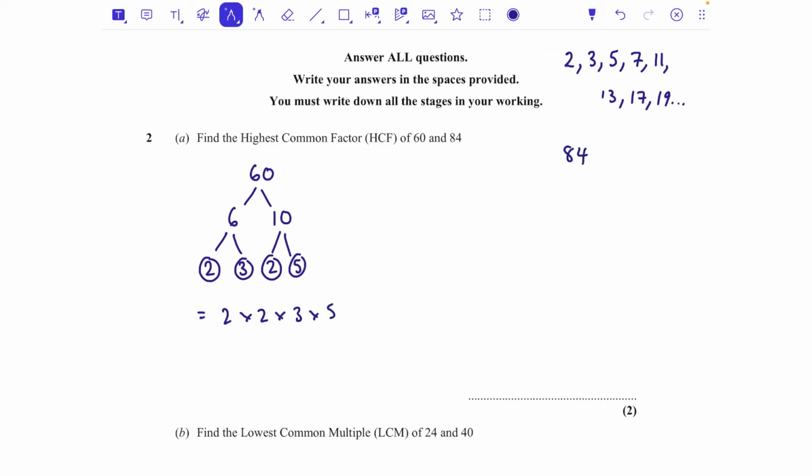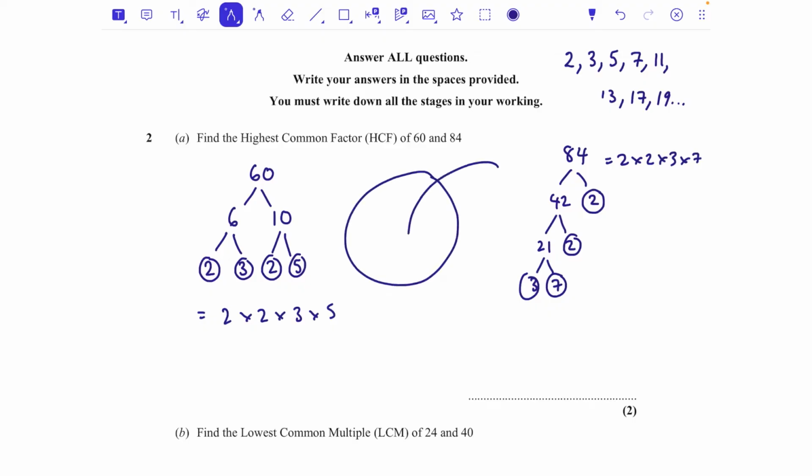With 84, let's make that 42 times 2. 2 is prime. 21 times 2. And then 21 is 3 times 7. So 84 is 2 times 2 times 3 times 7. We're then going to do a Venn diagram for both of those numbers. This circle is for 60, this circle is for 84. In the middle, I can put a 2, because they both have a 2. I can put another 2, because they both have another 2. And they both have a 3. So 2, 2, and 3 can go in the middle.